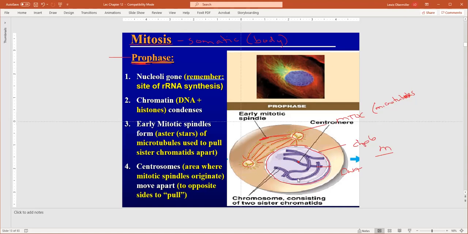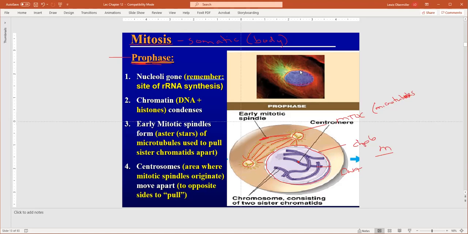What's in the way? You guys there? Is it the membrane? Yeah. What is that? That's the nucleus, right? So the nuclear membrane is in the way. These can't attach to the chromosomes yet. So one telltale sign of prophase is that the nucleus is still intact.